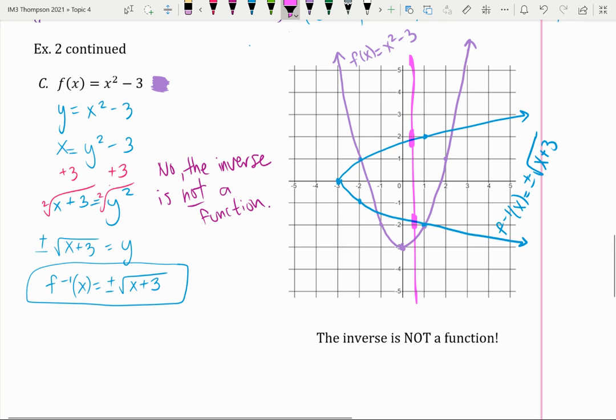So then we get into the conversation with how can I restrict quadratics to make them functions? And that's kind of we're going to dive deeper into that another time. And today we're just focusing on recognizing when it's a function and when it's not. All right. That wraps up these notes for today's purposes.